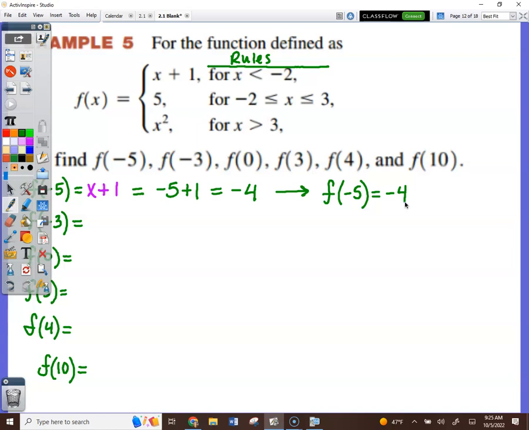Now when you get to f of 3, don't panic and run. Don't be the character from Chicken Little. Only one rule will work every time. If you're saying to yourself, well, 2 rules work, you're not reading it correctly. Only one rule should work, because remember, it's a function. It should pass the vertical line test. So when you go to plug 3 in, you have to look at it and ask yourself which one is true.